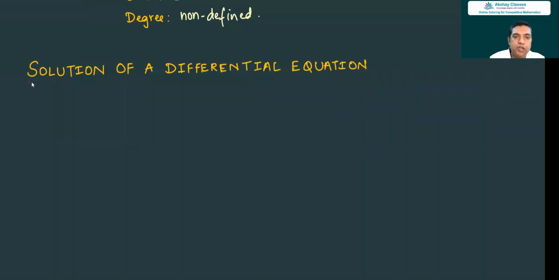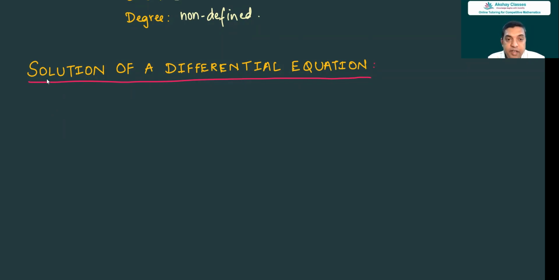So, the solution of a differential equation. Now, what do we mean by the solution of a quadratic equation, ax square plus bx plus c? The solution of a quadratic equation means the values of x that satisfy the equation.